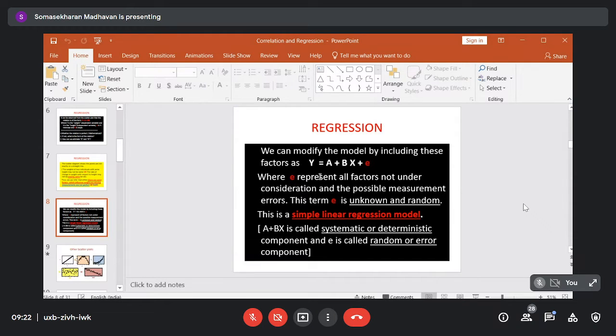And this resultant model is called the simple linear regression model. Then a plus bx is called the systematic or deterministic component, and E is called the random or error component. Okay, a plus bx is called the deterministic component.